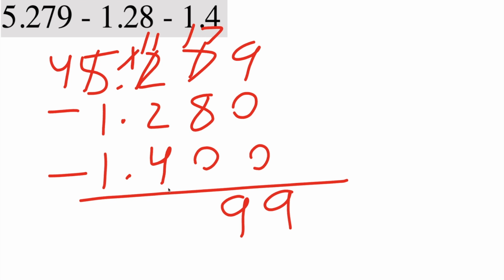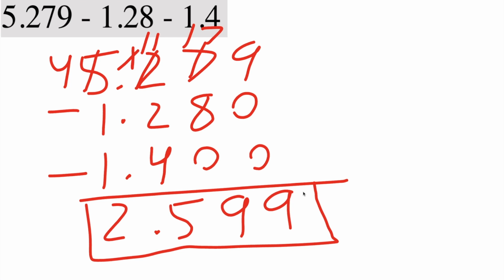9 minus 4 is 5. Put our decimal. 4 minus 1 is 3. 3 minus 1 is 2. So 2.599 is our final answer. And that's all we need to do to subtract decimals.